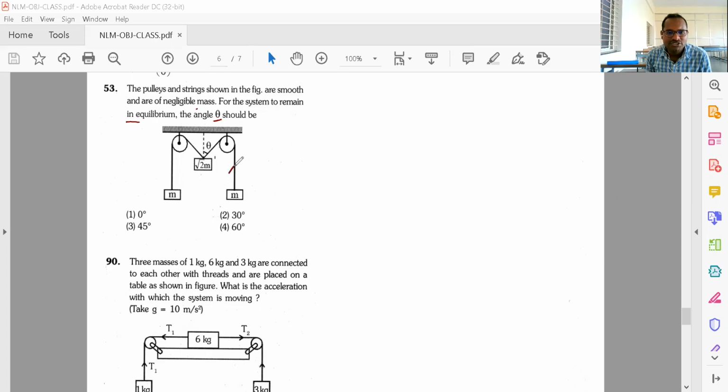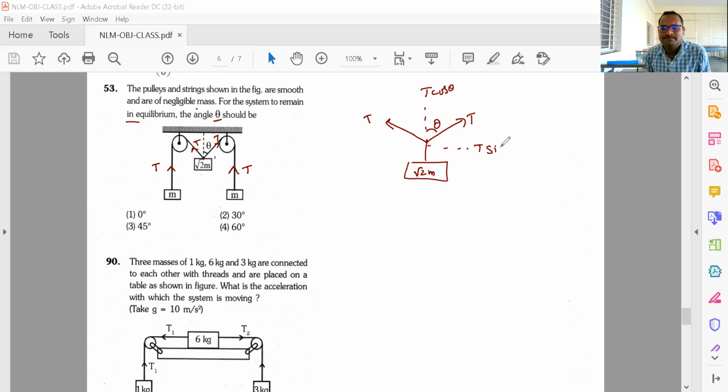Simple. Again, here is tension T you call, here also tension T you call. So this is also tension T, and this is also tension T. Now it is like this. At this point, a root 2 m mass is hanging. This side tension T is there, this side also tension T is there, and this angle is theta they have given. See students, we can resolve this tension into two components. One is T cos theta, and this side is T sin theta. And similarly this tension also, here T cos theta, here T sin theta.